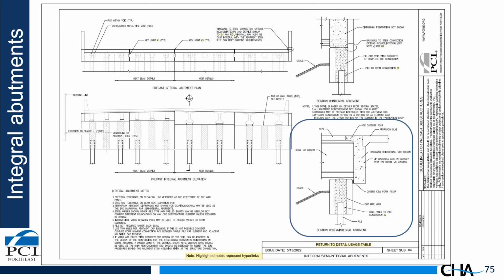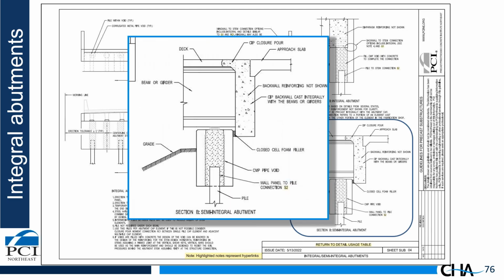Looking at the lower right detail, we have a semi-integral abutment connection, and we're showing this semi-integral abutment on essentially a soldier pile wall down below. It can be a conventional cantilever abutment. It doesn't necessarily have to be this particular soldier pile detail, so they both work.